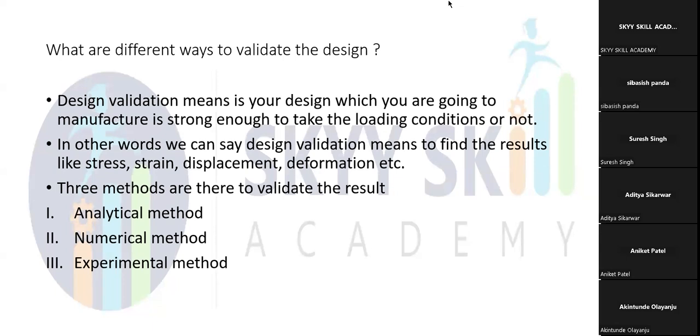If it is not strong enough, in that case we will not do the manufacturing. We'll go for redesigning it, or you can say we need to change something in the figure. So that we will see that yes, this body is okay, and then we'll go for manufacture, otherwise we'll not do it. That is known as your design optimization.